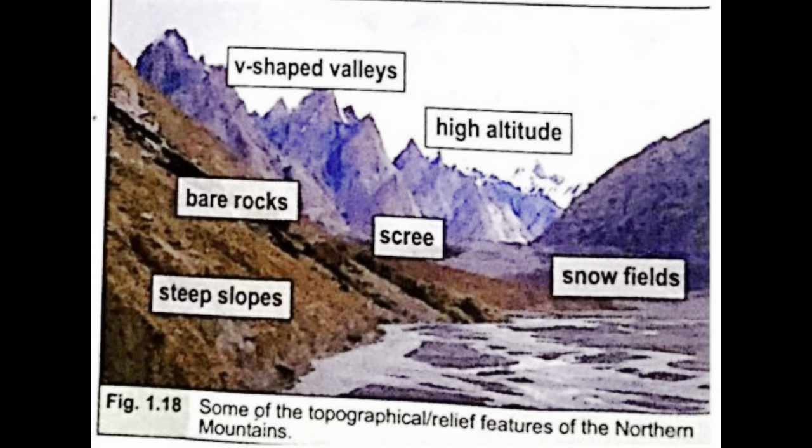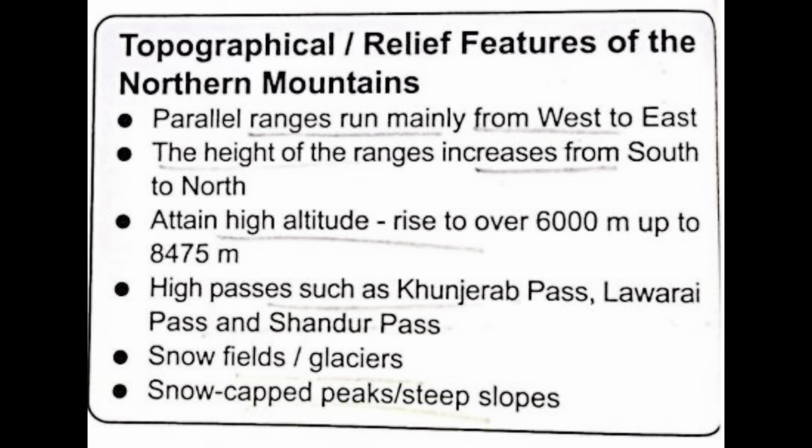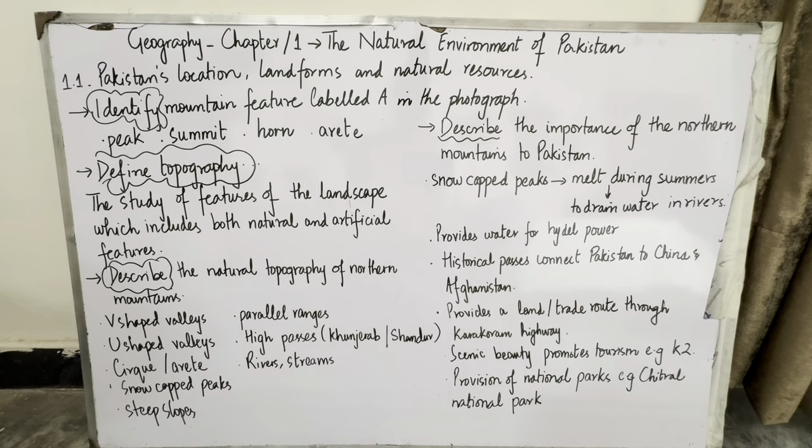So with a specific area, it's been labeled. These are some of the topographical features of northern mountains. As you have seen the different topographical features of northern mountains, you can be given a question, describe the natural topography of northern mountains. So you have to name the topographical features, and the command word here is describe. As you have seen, I have circled the command words.